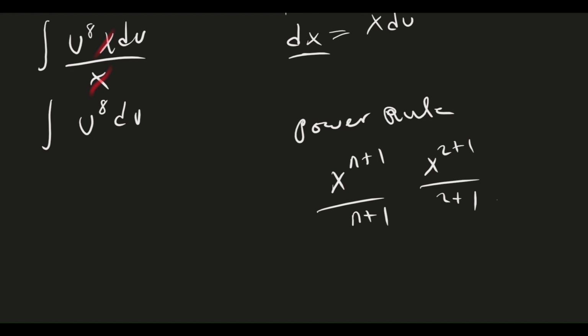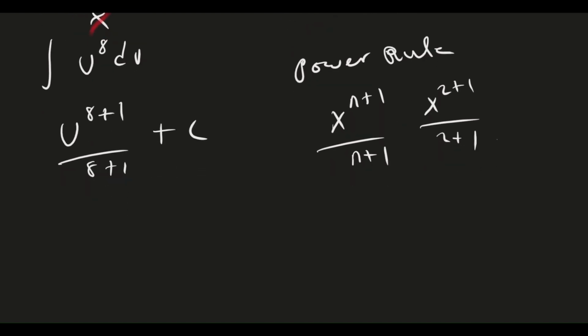So now in this case, we can say the integral of u raised to the power of 8 is u raised to the power of 8 plus 1 over 8 plus 1 plus the constant of integration. By adding to the exponent, we're going to be left with u raised to the power of 9 over 9 plus the constant of integration.